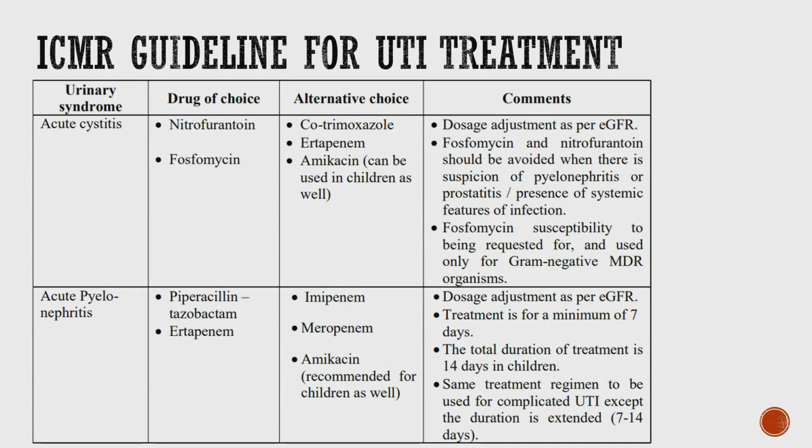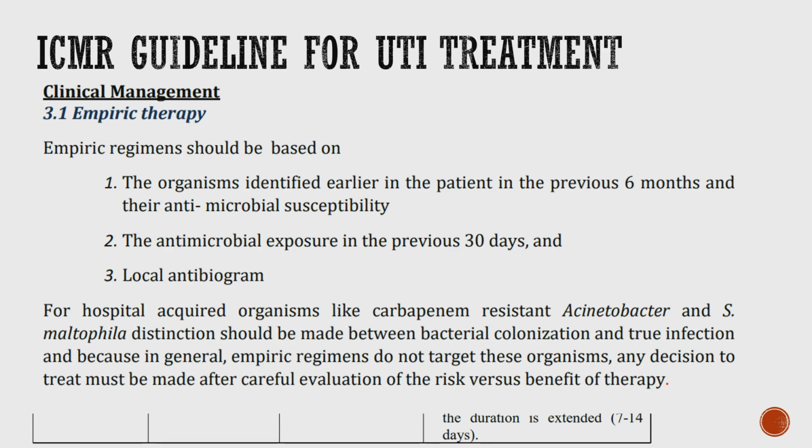In the ICMR 2019 guideline, the ICMR clearly mentioned that if a patient is suffering from pyelonephritis, you have to give either piperacillin, ertapenem, or imipenem. But in the 2022 guideline, they have changed that empirical selection of antibiotic should be done with the help of these three important aspects. To know if the patient already has some culture report in the previous 6 months, then we have to select the drug on the basis of this.